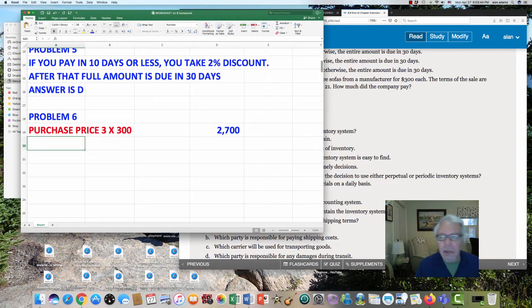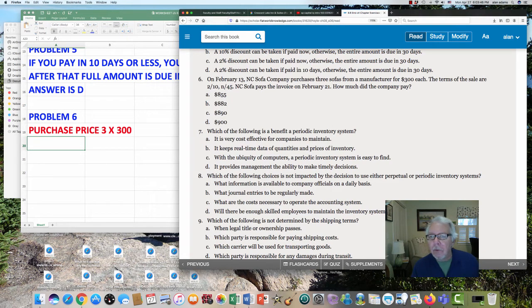Okay, read on. The terms of the sale. The terms that the seller issued to us, if we're the sofa company, are 2/10 net 45. Just like the preceding problem, we know what that means. If we pay in 10 days or less, we're allowed to chop 2% off what we owe, in this case, $900. Okay? After that, up to 45 days, we will owe them the full amount, the full $900.